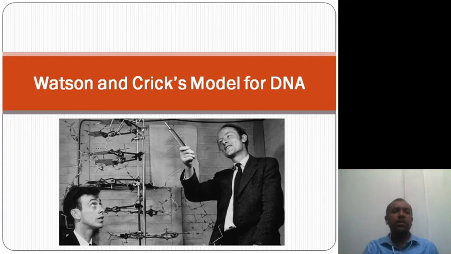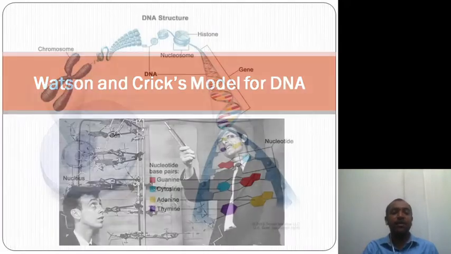Hello everyone. Today we are going to talk about Watson and Crick's model of DNA, or to be precise, the B form of DNA. As you can see over here, the two scientists, Watson and Crick, worked on the model of the DNA, and they are credited with the discovery of the double helical structure of DNA. They worked in 1953 and came up with the model of the structure of the double helix of DNA.